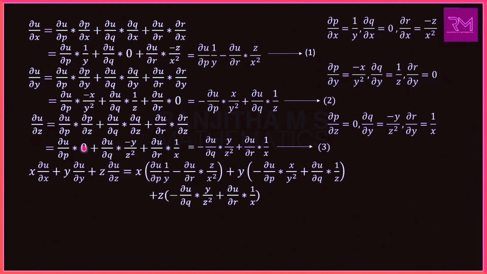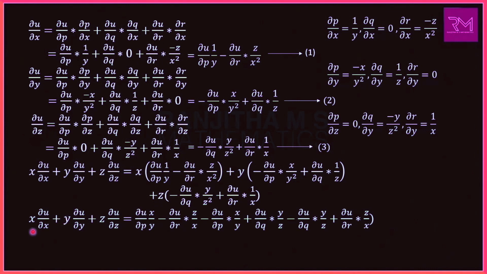So substitute all these values here. We get x into, here del u by del x is del u by del p into 1 by y minus del u by del r into z by x square, plus y into, here del u by del y is minus del u by del p into x by y square, plus del u by del q into 1 by z, plus z into, here del u by del z is minus del u by del q into y by z square, plus del u by del r into 1 by x. Multiply x, y, z inside the bracket and simplify.